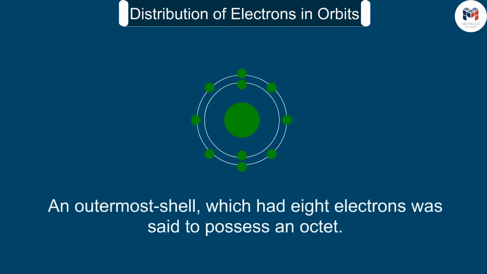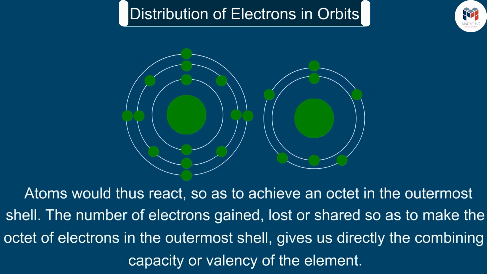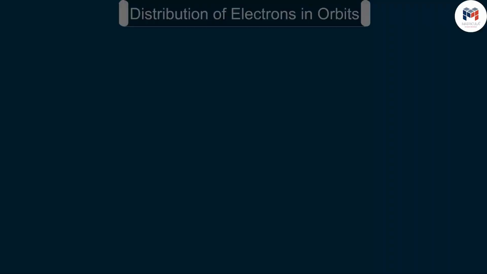An outermost shell which had 8 electrons was said to possess an octet. Atoms would thus react so as to achieve an octet in the outermost shell. The number of electrons gained, lost, or shared so as to make the octet of electrons in the outermost shell gives us directly the combining capacity or valency of the element.